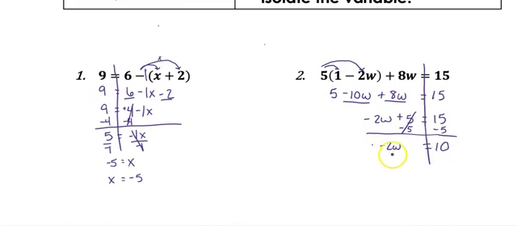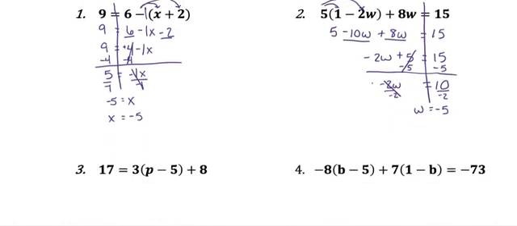And here I have multiplication. -2w, that's multiplication. I undo multiplication with division. Please use fraction bars for division for algebra. -2 divided by -2 is 1, so I have 1w, which we're just going to write w, equals 10 divided by -2, well, 10 divided by -2 is -5 as well.